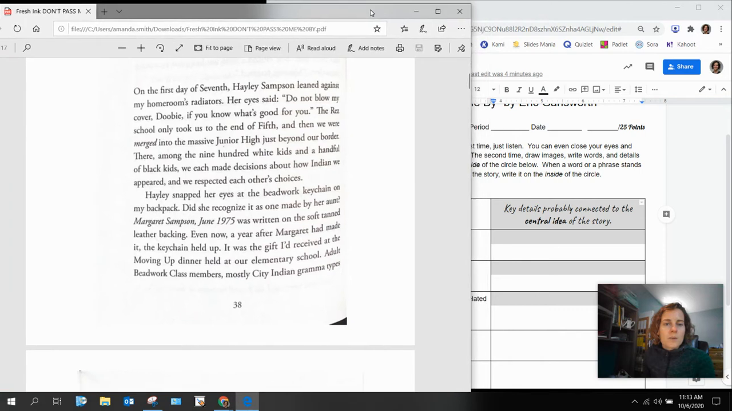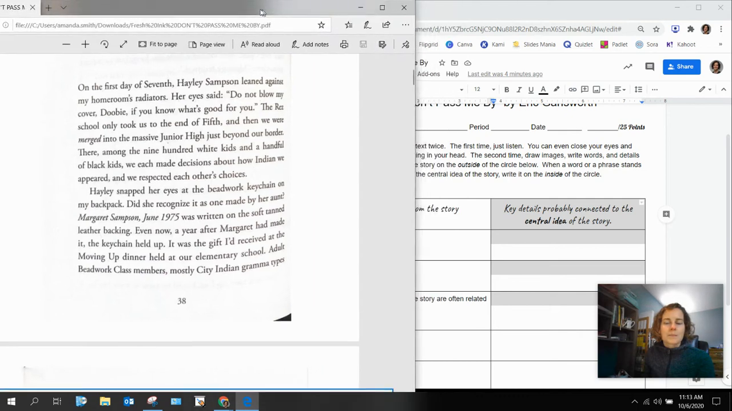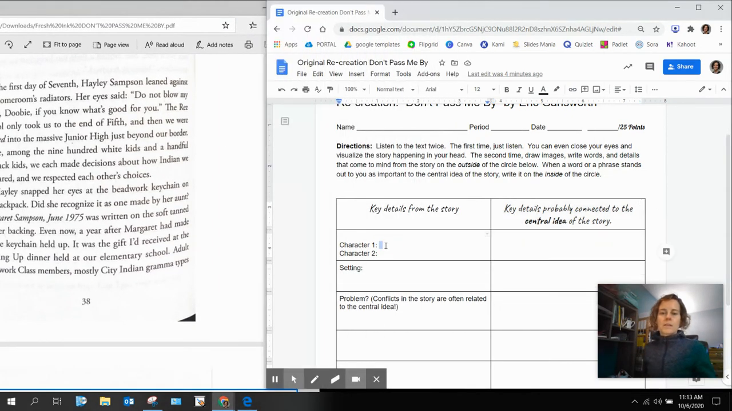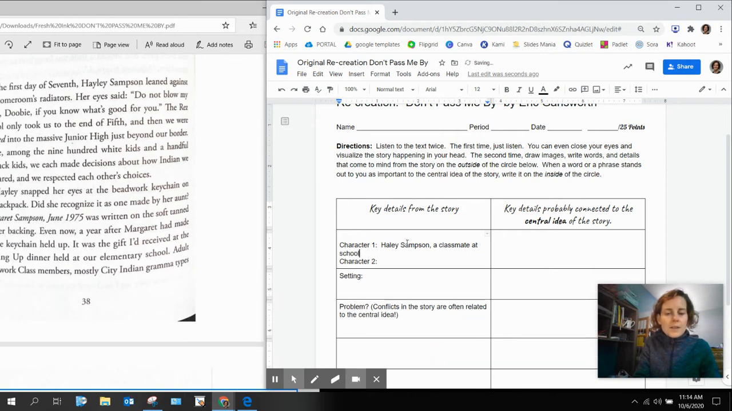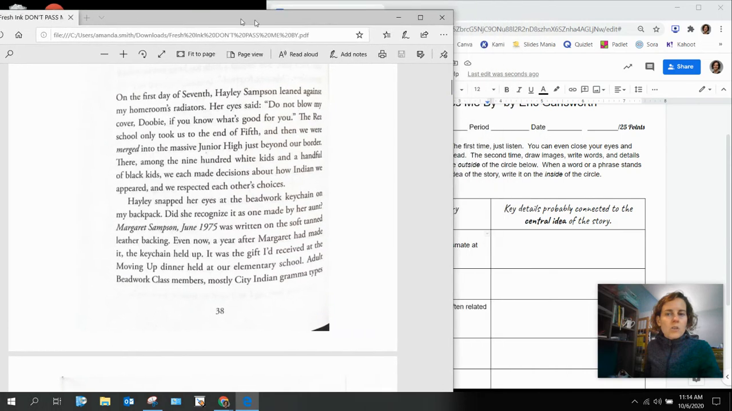So I'm going to pause here because we have a character. Haley Sampson is the first character we meet. She is a classmate at school of the main character, and she is Native American. Okay, and we also have the setting. We know that it's basically the first day of school at a new school.